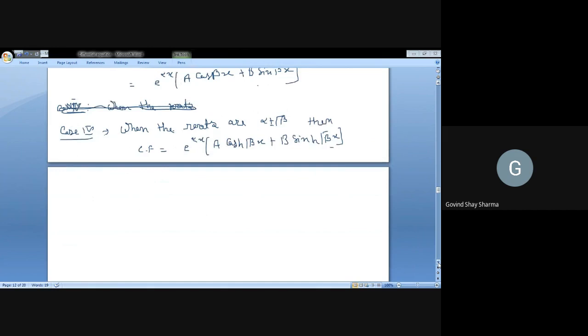Now, when the roots are of radical sign, then we get cosh or sinh. Now I take an example for CF.